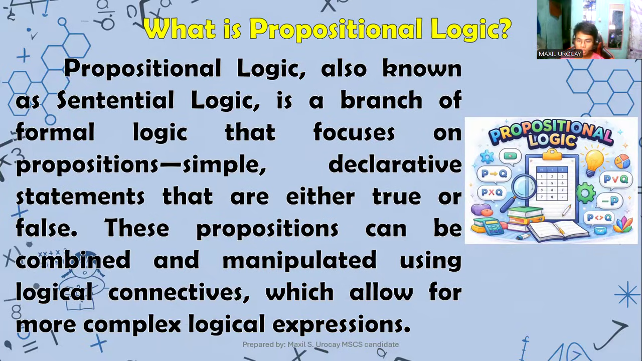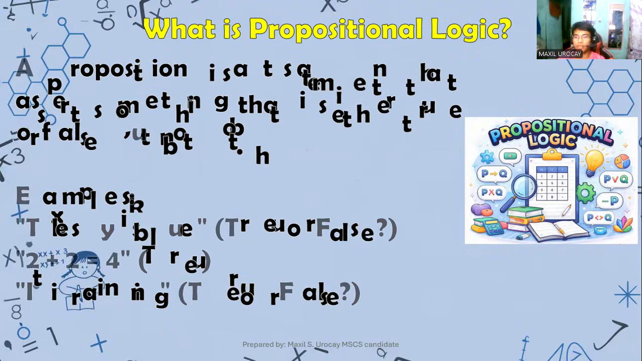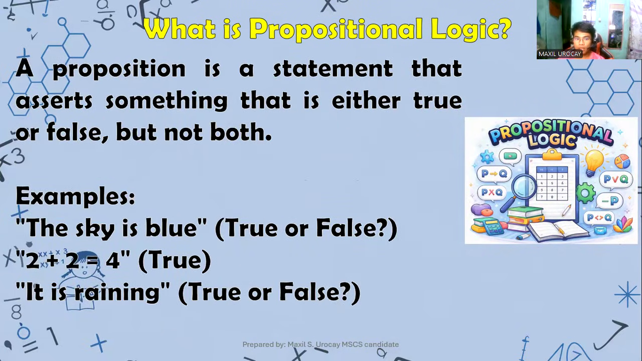Now, a proposition is a statement that asserts something that is either true or false, but not both. So, for example, the sky is blue. Is it true or false? Therefore, that is true. And 2 plus 2 is equal to 4. That is true, right? And it is raining. It can be quantified as true or false as well.